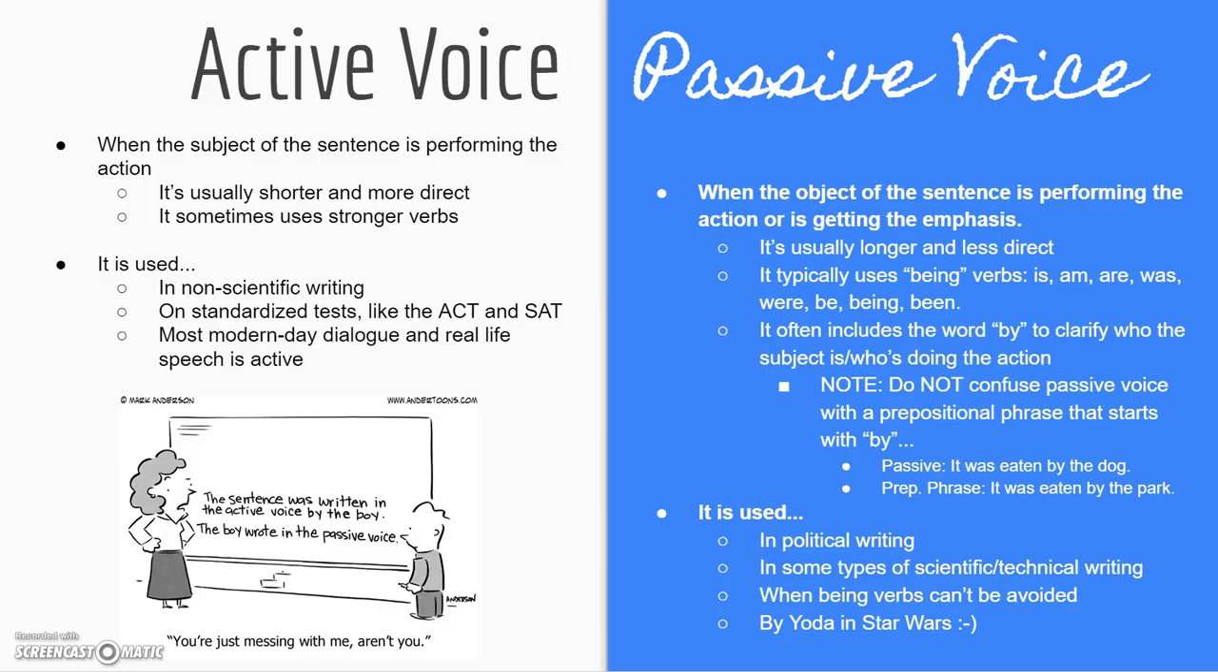So let's clarify that pattern one more time. Active voice is when the subject of the sentence is performing the action. Active voice sentences are usually shorter and more direct. And active voice sometimes uses stronger verbs. So active voice is more likely to have a good action verb like jump, play, dance, sing, or something like that. Active voice is used in non-scientific writing.